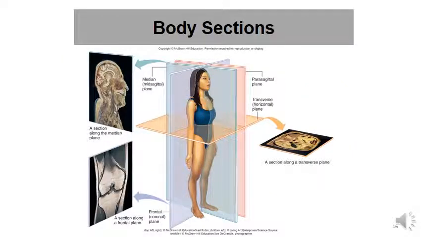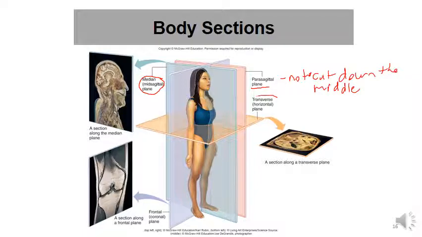Okay, then the body sections. What this shows is how the body can be cut into these parts so that we can see the inside of the organs, the inside of the body. So let's start with this one. Median or mid-sagittal. This one cuts the body in half into left and right parts. Parasagittal means if it's not cut right down the middle. So it does not produce equal left and right parts.